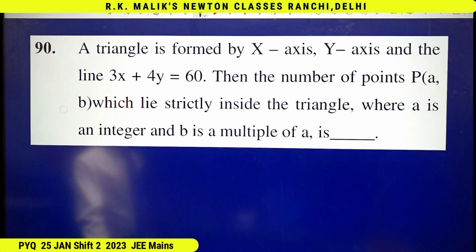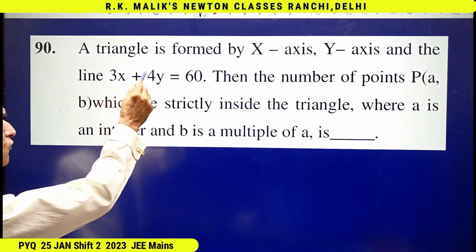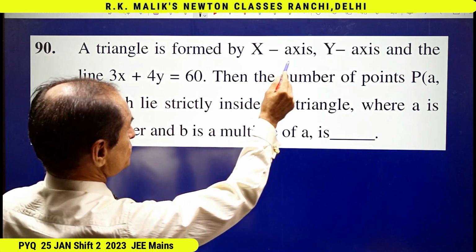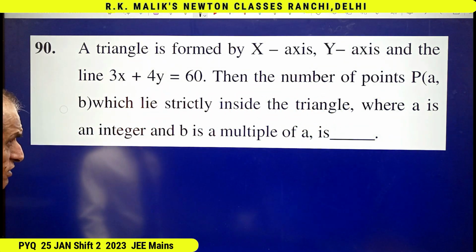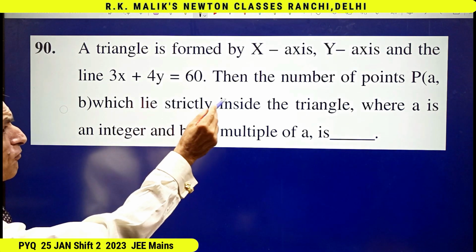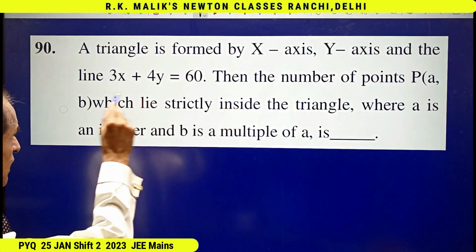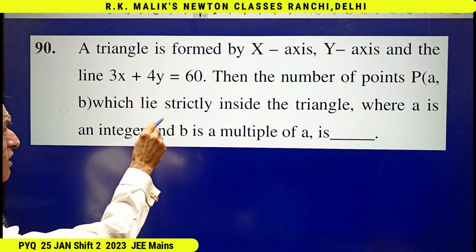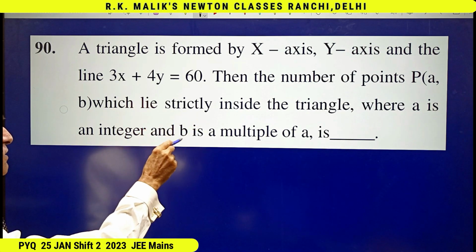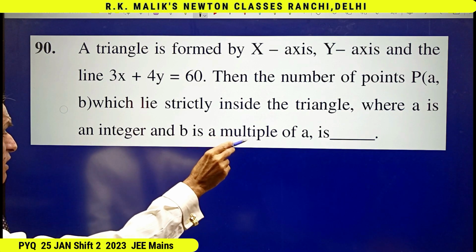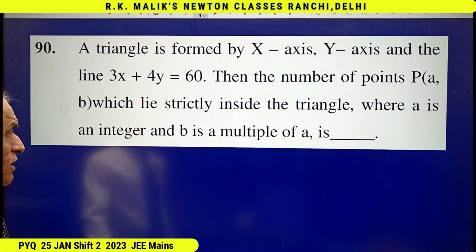In this question, it is given that a triangle is formed by the x-axis, y-axis and the line 3x plus 4y equal to 60. Then the number of points P(A, B) which lie strictly inside the triangle, where A is an integer and B is a multiple of A, is dash. You have to fill in the blank.